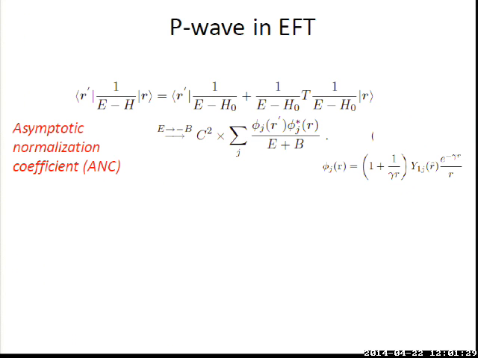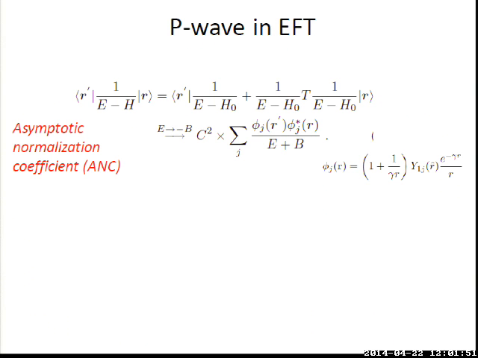And if you take R and R prime to a large distance, this bound state wave function will approach the asymptotic wave function. This is the asymptotic wave function for the P wave bound state, and the coefficient is C squared. That's how you define the ANC. So the ANC is C here.